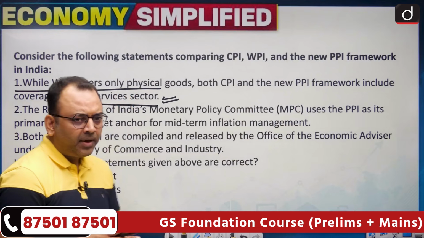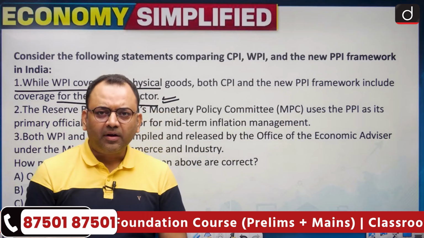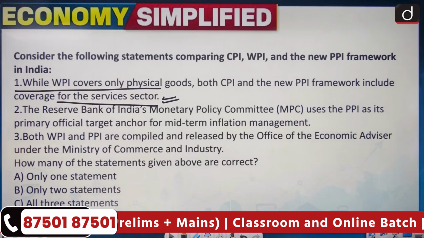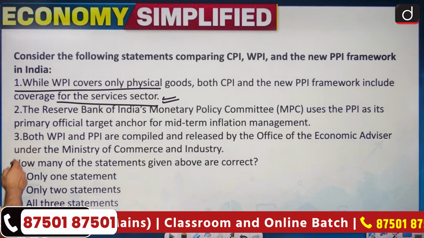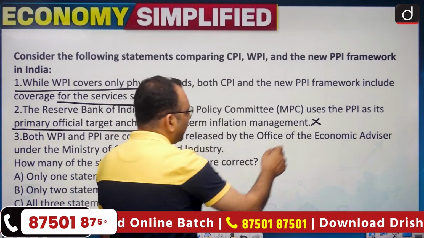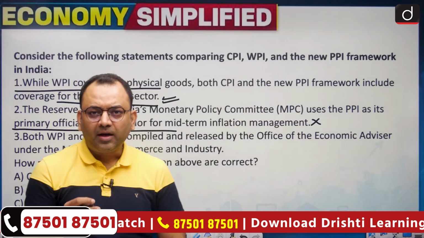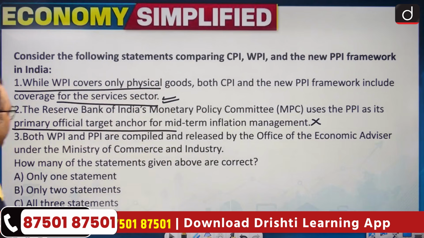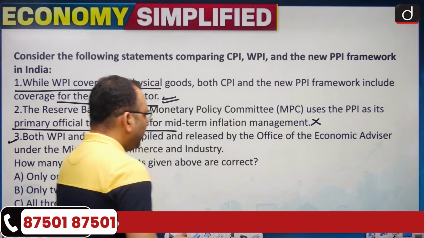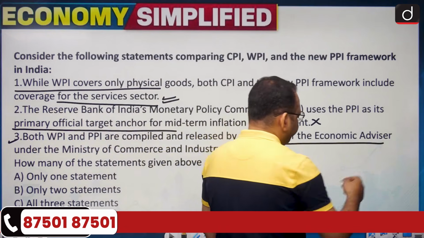MPC is a body which decides the benchmark interest rates, headed by the RBI governor. So the MPC uses the PPI as its primary official target anchor. Friend, this is incorrect because RBI uses the CPI to anchor the inflation, right? And the third is, both WPI and PPI are compiled or will be compiled by the Office of Economic Advisor. Friend, this is a factual data.